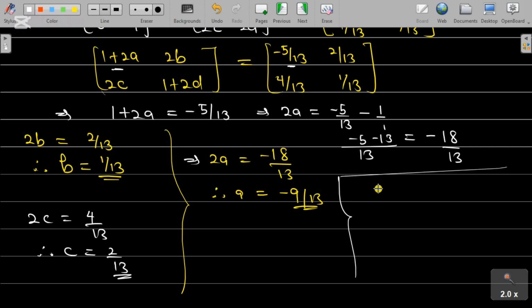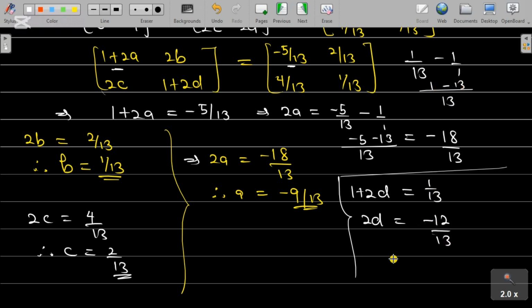And for d, you have 1 plus 2d is equal to 1 all over 13. So take your 1 to the other side. You have 2d alone is equal to 1 over 13 minus 1. Let me quickly do it here. 1 over 1, your LCM is 13. This will be 1 minus 13, and 1 minus 13 is minus 12 over 13. And if you now divide both sides by 2, your d alone will be equal to minus 12 divided by 2, which gives minus 6 all over 13.